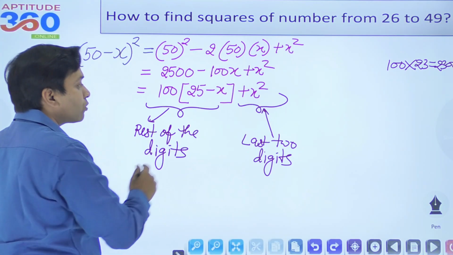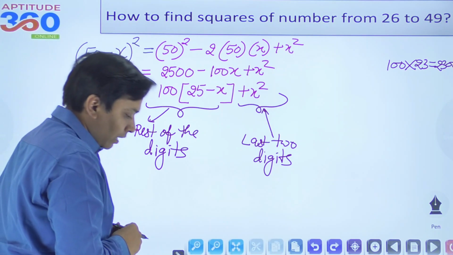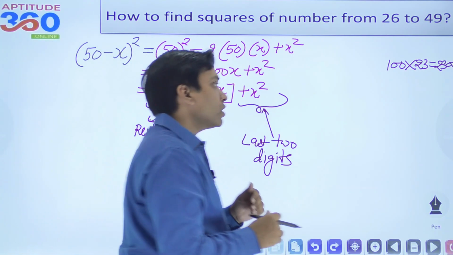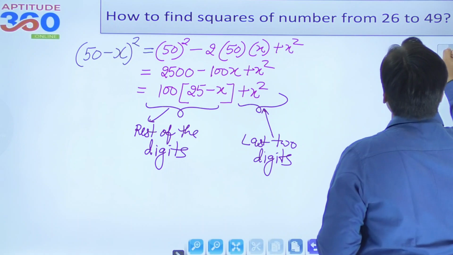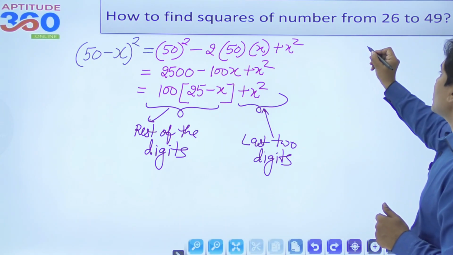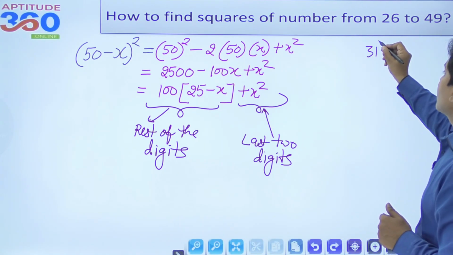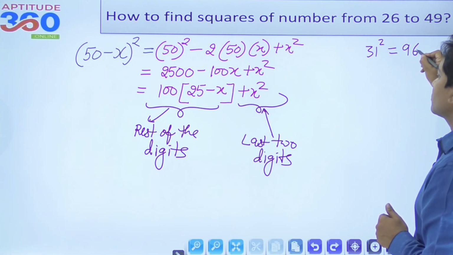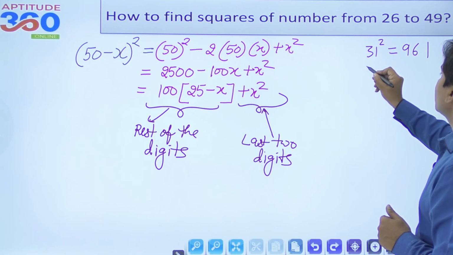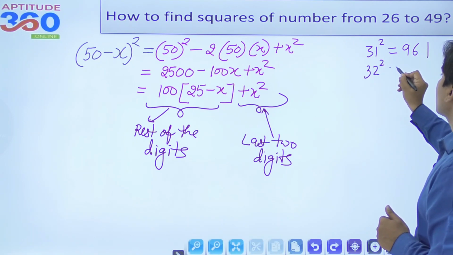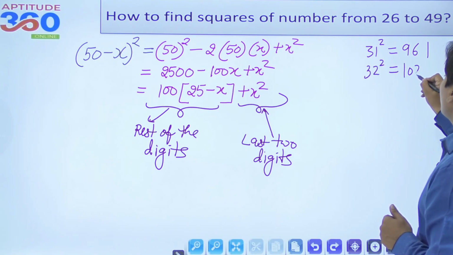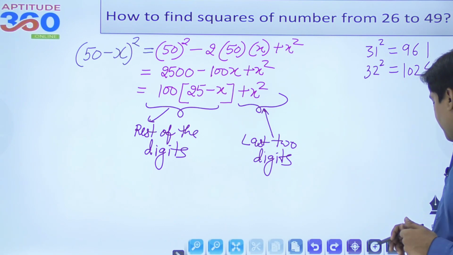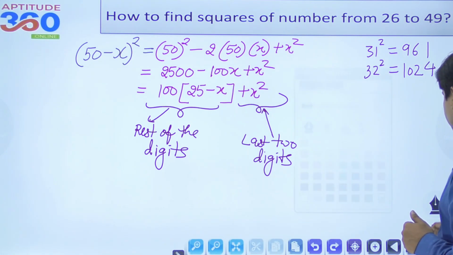Now another thing that we need to understand over here is, if you do the squaring of numbers, 31 square is 961, and 32 square is 1024, and it's a very famous number, 32 square.